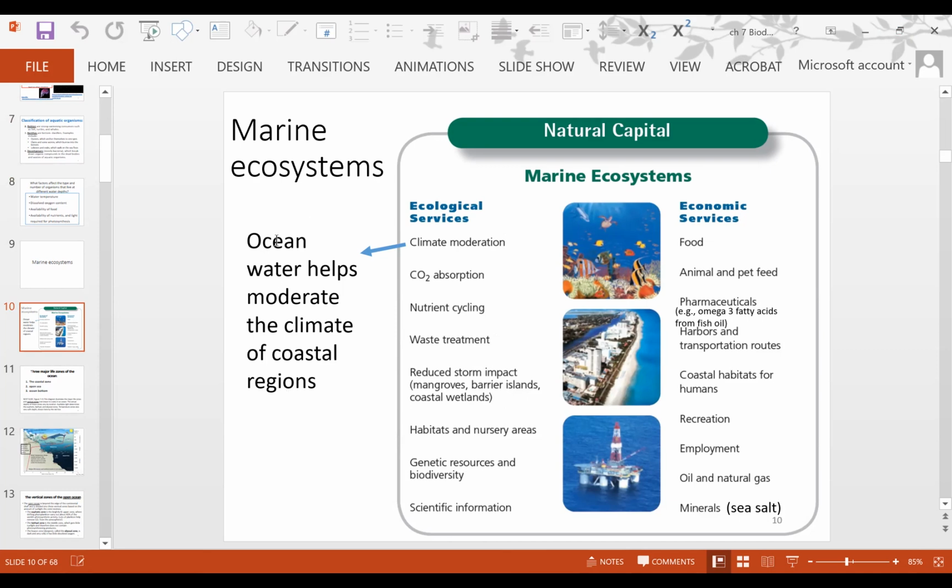And we discussed that during the previous lecture where we talked about how the ocean water and the proximity to the ocean is going to be moderated by the ocean absorbing heat slowly and then releasing that heat slowly. So it moderates the climate of coastal regions. That is something we discussed in the previous lecture. You can refer back for more details on that.